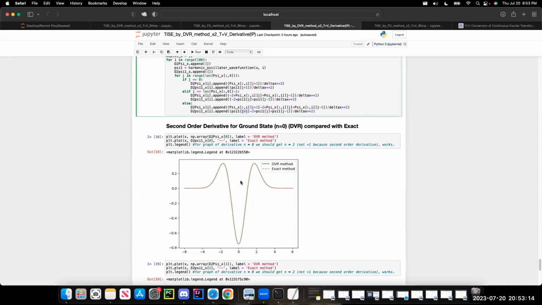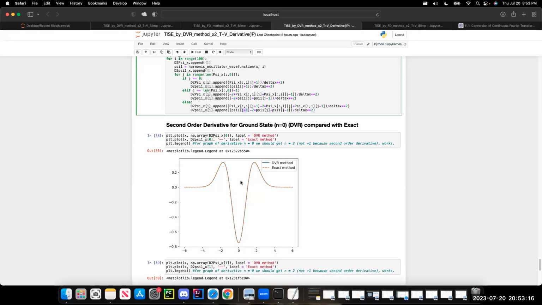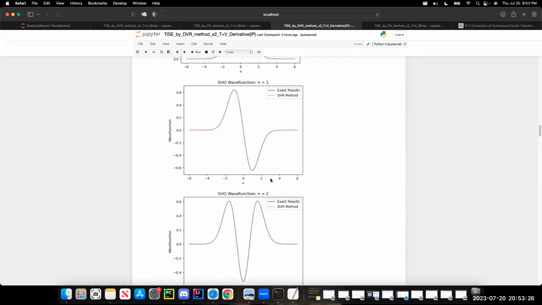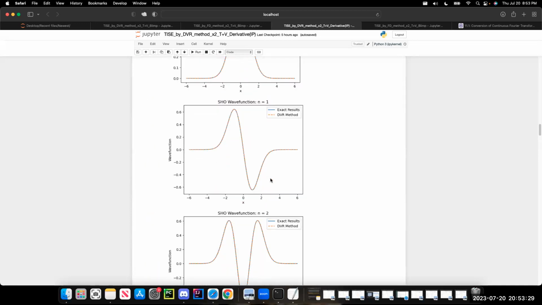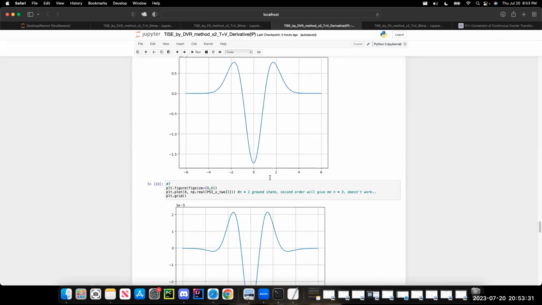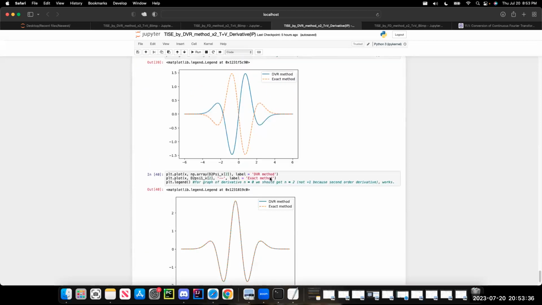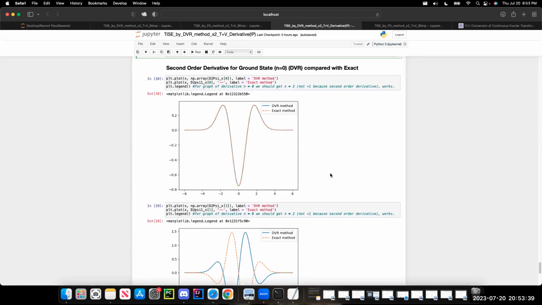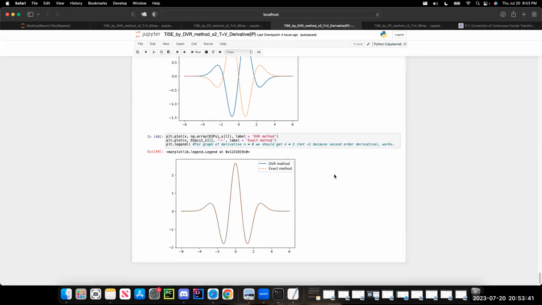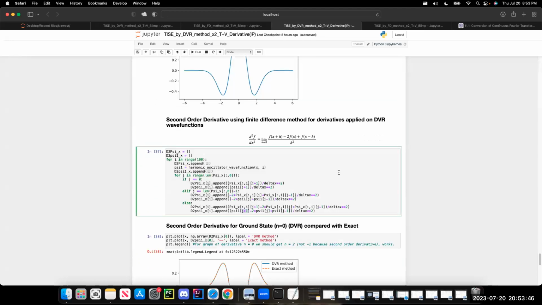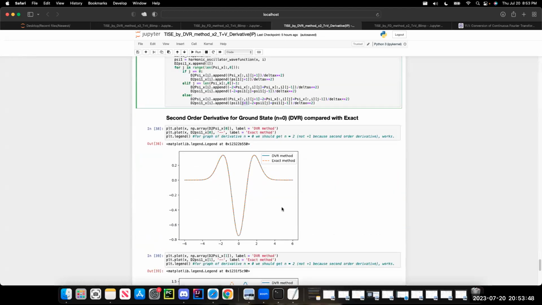Again, if we do the second order derivative for the ground state, n equals 0, we should expect n equals 1. Let's see here. So it might be that it's inverted, but there's definitely some issue graphically going on here that needs to be sorted out. But that has been the progress, more or less.